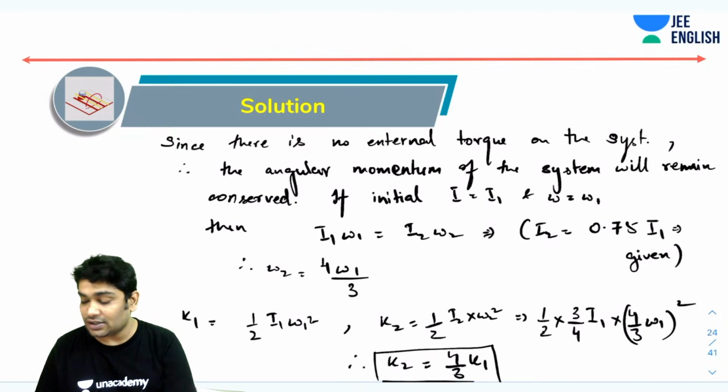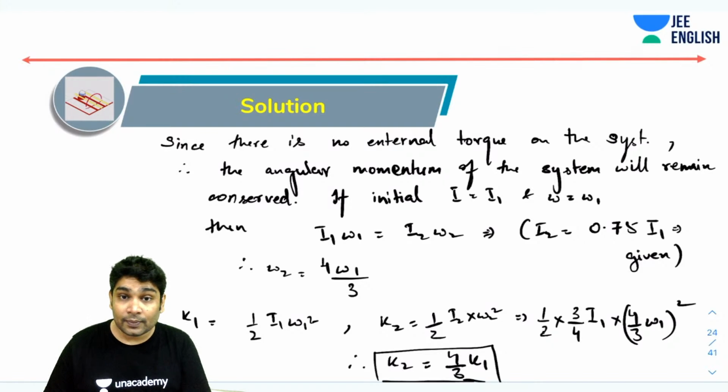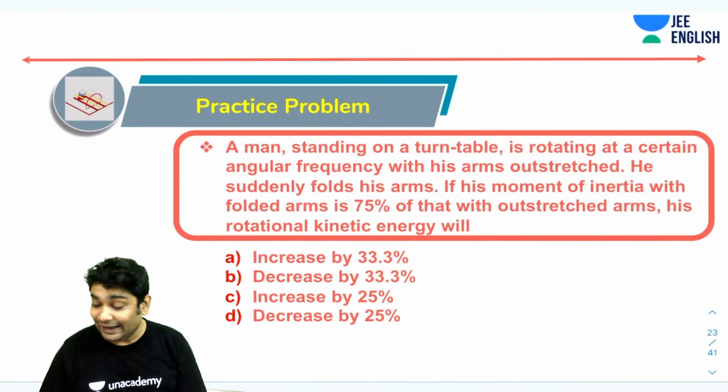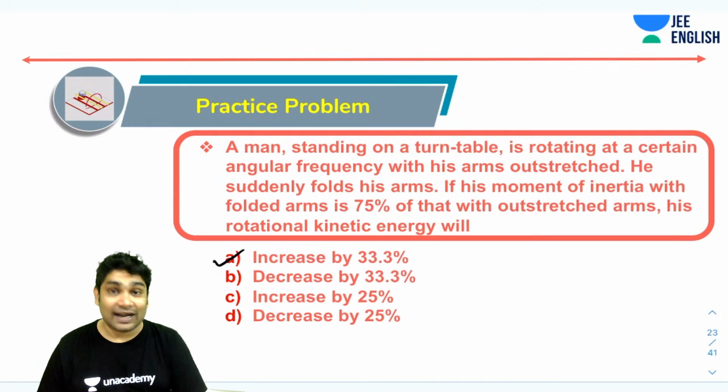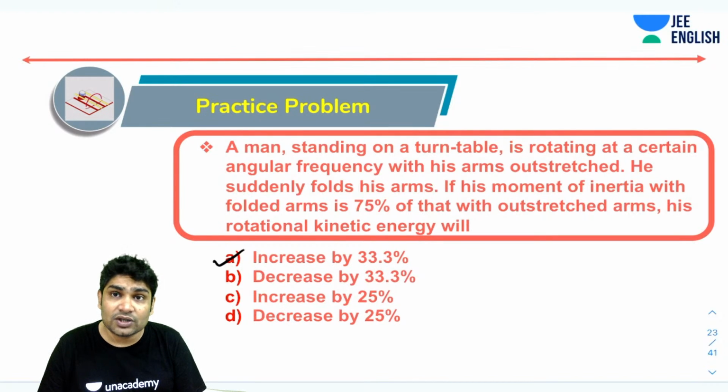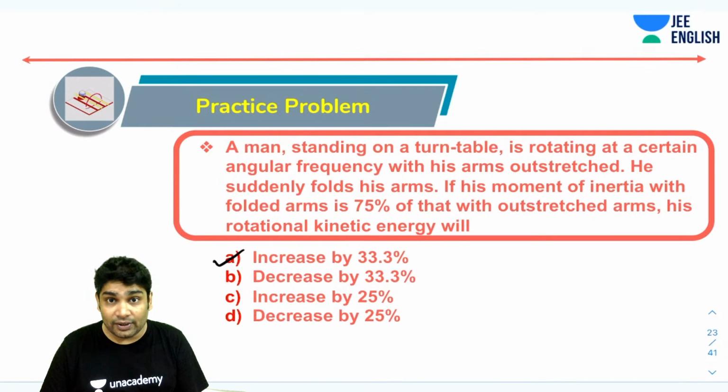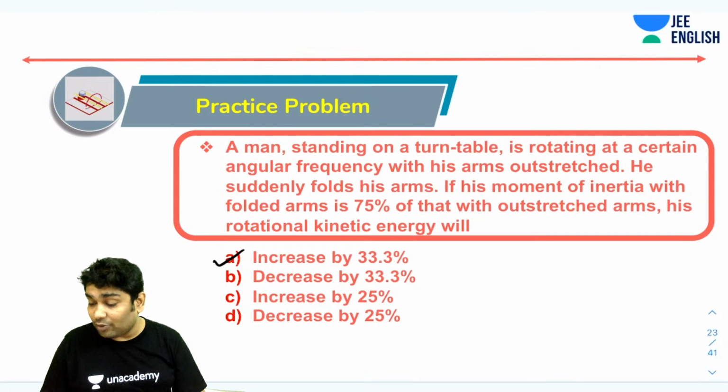Okay, तो कौन सा आंसर सही है भाई? Option number A, increases by 33.3%. Okay, so that is the correct answer. So this was a problem where you solved the question using the conservation of angular momentum. So I am trying to take up every type of problem.